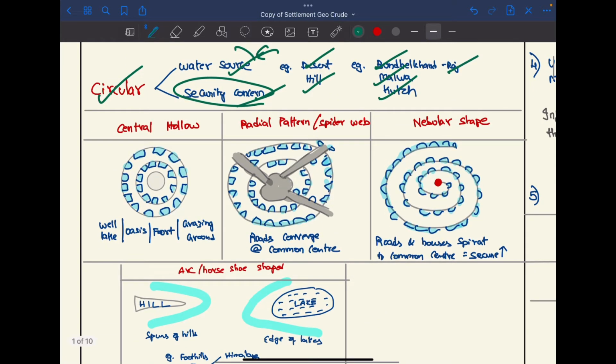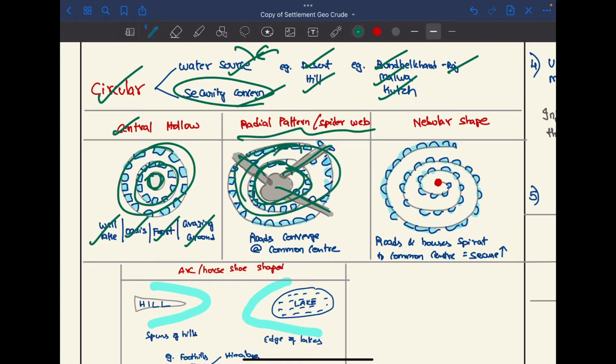So the variants are: first, central hollow around a well. The settlements are seen like this. So the central area would be a well or a lake, oasis, a fort or a grazing land. If the roads converge, a radial pattern or spider web pattern can be seen here. So they are converging at a center, or the nebular shape.